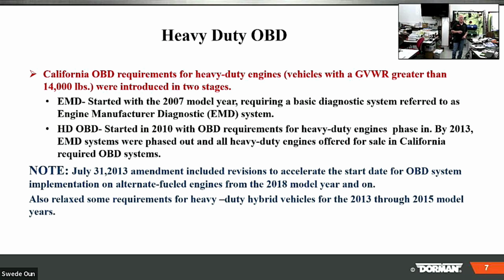And I put a little note in there. The July 31st, 2013 amendment included revisions to accelerate the start date for OBD system implementation, and of course, alternate fuel, like CNG engines, from the 2018 model year on. It also relaxed some requirements for heavy-duty hybrid vehicles for 2013 to 2015. But the takeaway from this is that this is a living document, with living requirements. They are constantly changing this.